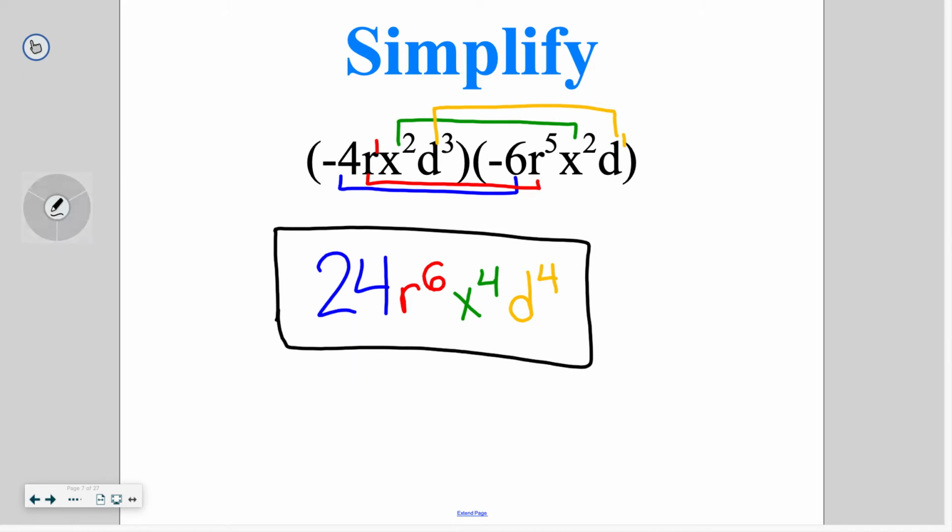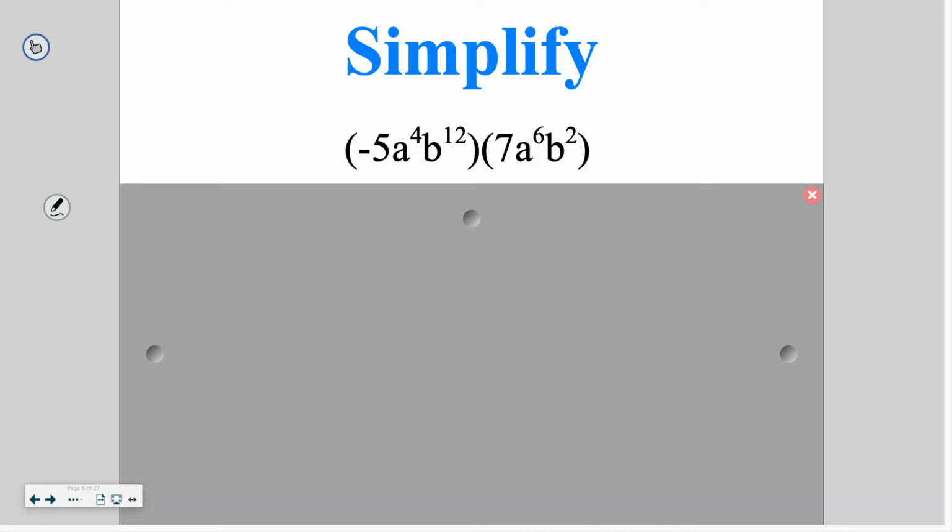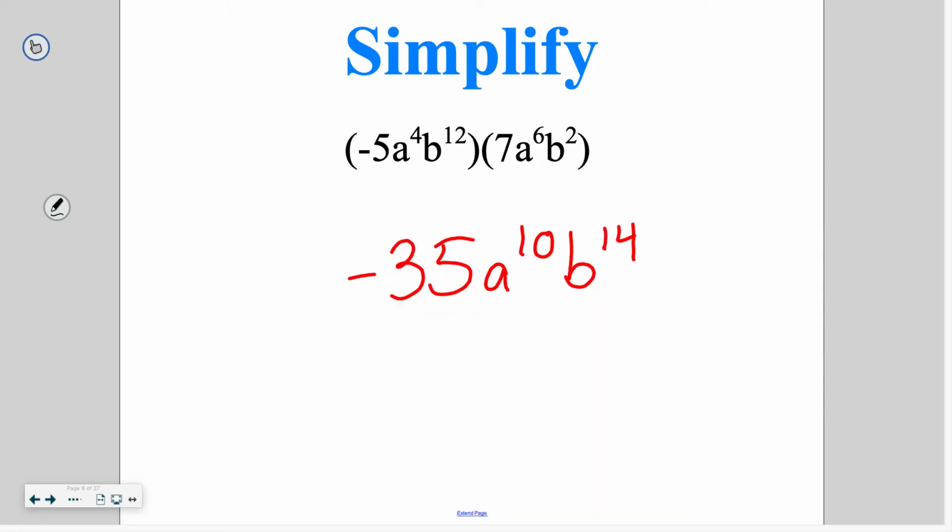When you're typing this into Edpuzzle, you would write it as 24r caret, which you get by doing shift 6, and then 6, x caret 4, d caret 4. So that caret is going to show you that it's an exponent, since you can't actually use a superscript when you type it into Edpuzzle. Go ahead and try this one on your own. Multiply the numbers, add the exponents, we get -35, a to the 10th, b to the 14th.